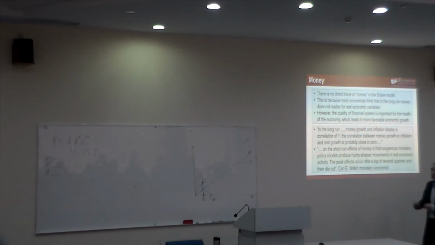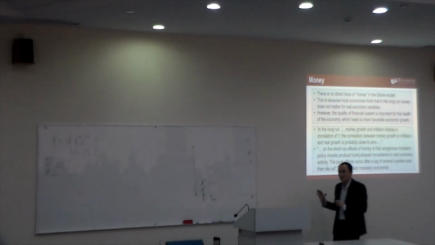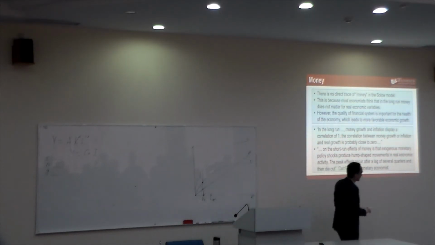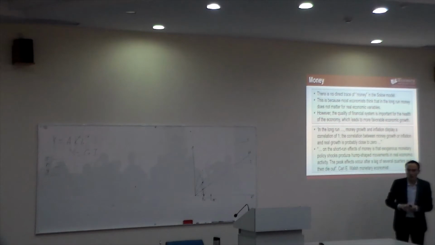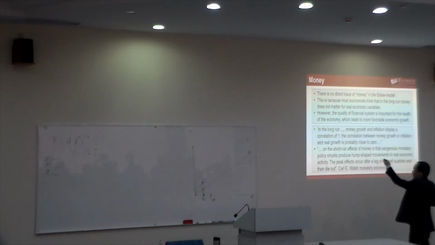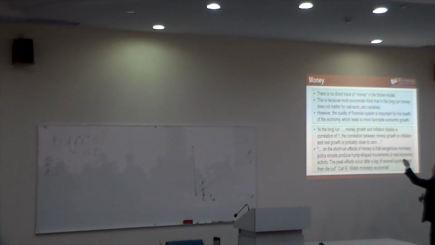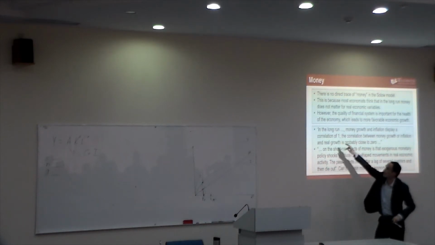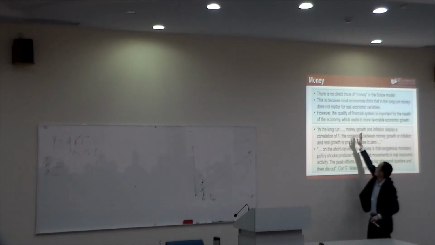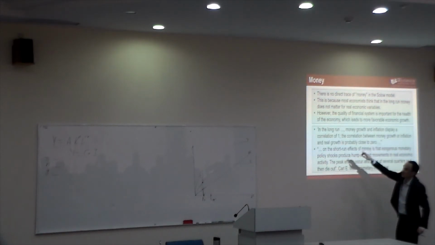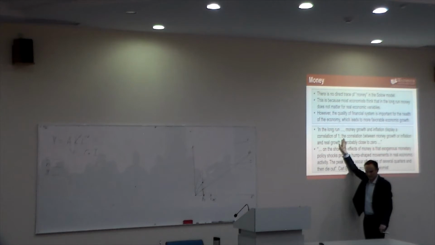Look, there is no direct trace of money in this model. Why? Economists think that money does not matter for real economic value in the long run. For example, the monetary economist Carl Walsh said that in the long run, money growth and inflation display a correlation of 1.